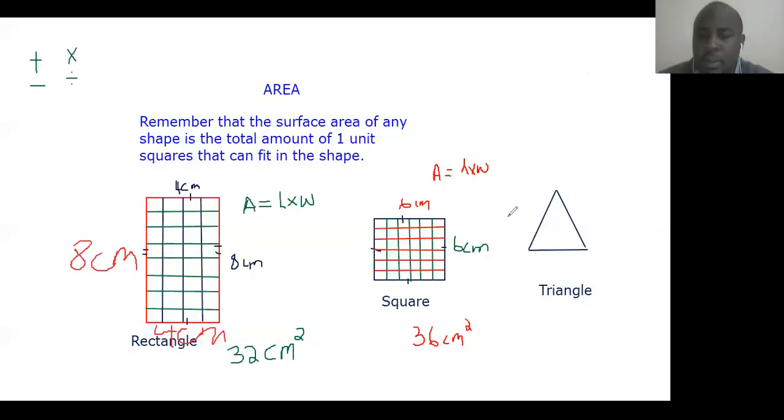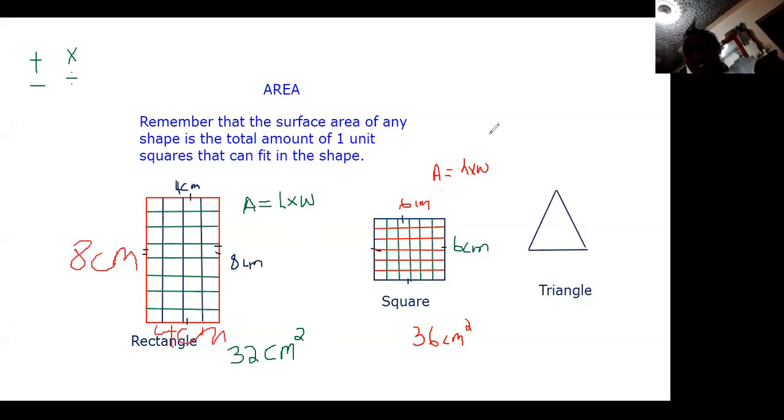All right. So we're saying, guys, that to calculate the area of a square, it's the same, length times width. Okay? Just like a rectangle. Okay? Good. Now let's move to a triangle.